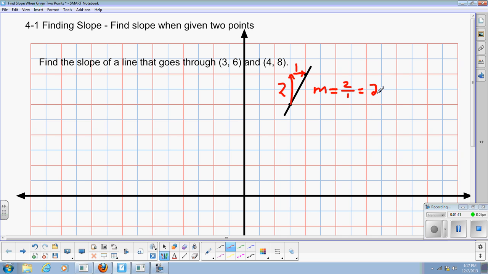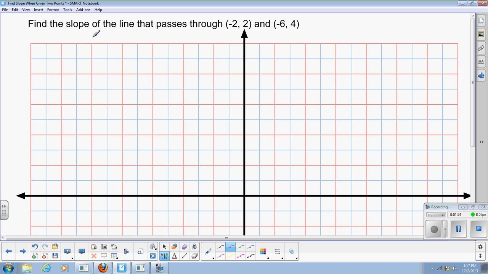So when we're given 2 points, we're told to find the slope of the line that goes through it, we can plot the points and just draw a small line, and then we can count our slope. That's one way to do it. Let's take a look at a second line. Find the slope of a line that passes through (-2, 2) and (-6, 4).